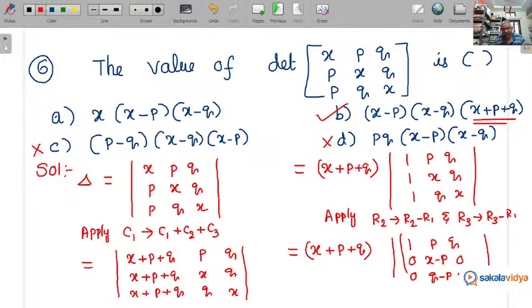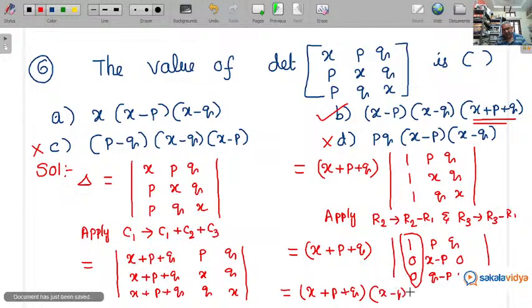Now expand by C1. Expanding by C1 means only one element, 1 into the determinant of this 2 by 2 matrix. So this is equal to x plus p plus q into x minus p into x minus q, minus q minus p into 0 into 0. So these are the factors: x minus p, x minus q, x plus p plus q. So B is the right option.